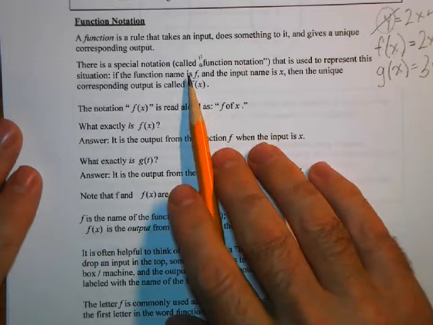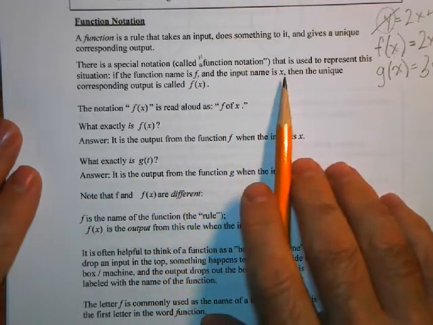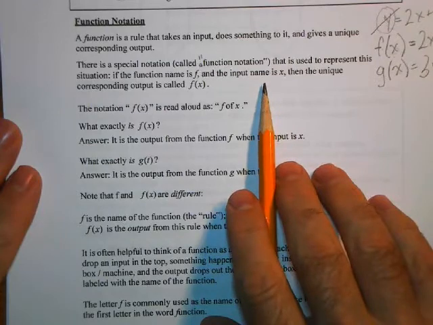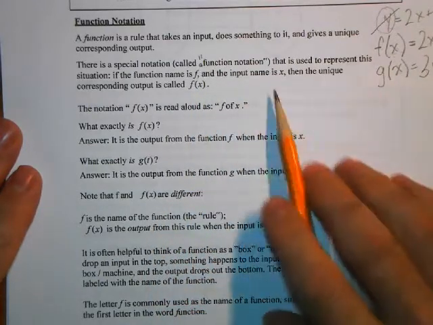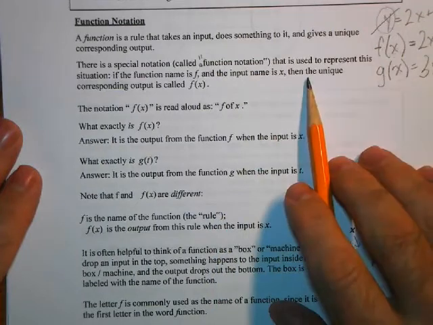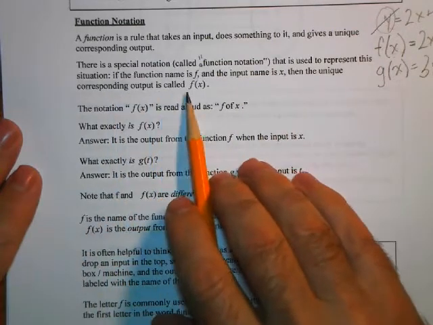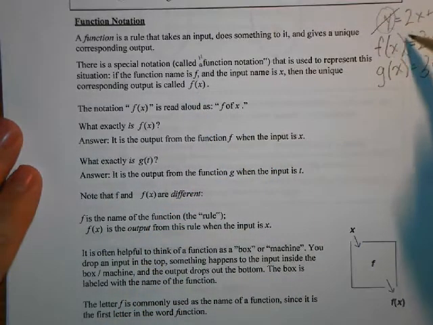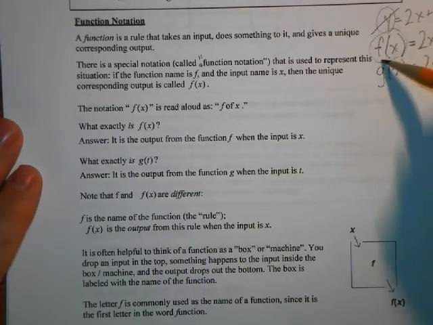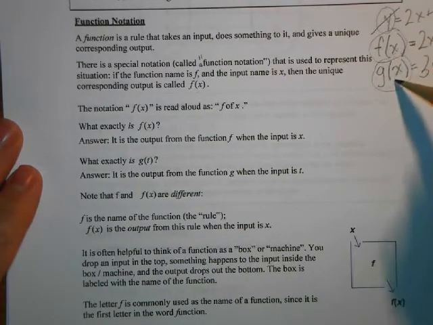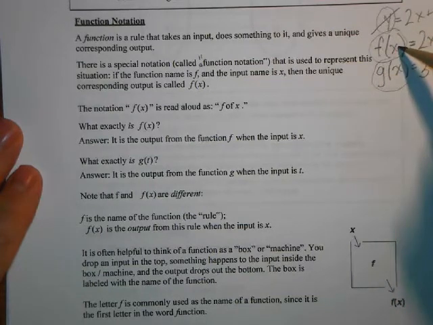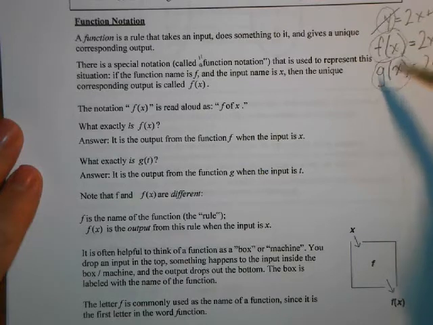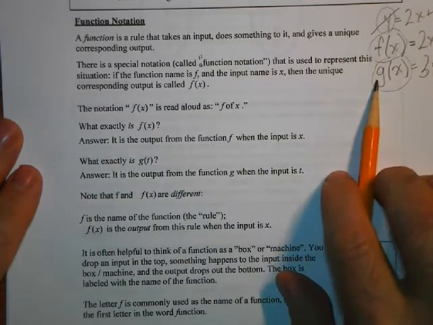So I'll read this part again. There is a special notation called function notation that is used to represent this situation. If the name of the function is f and the input name is x, then the unique corresponding output is called f of x. Okay, so what I didn't talk about, I don't think I did, this f of x and this g of x, that is the output. Okay, f of x is the output of this function, g of x is the output of this function. The input, we're using the same letter x, and we have different names for the functions. This function is called f, this function is called g.